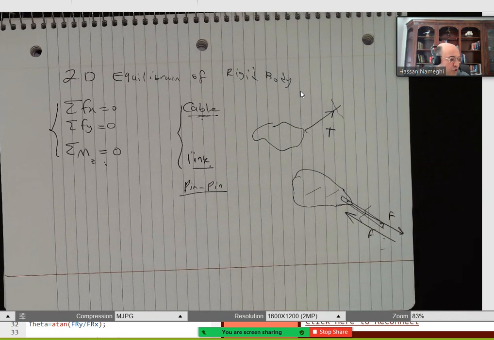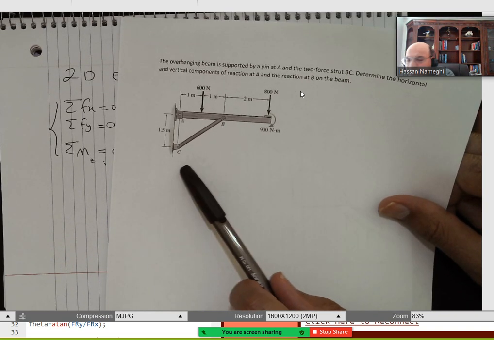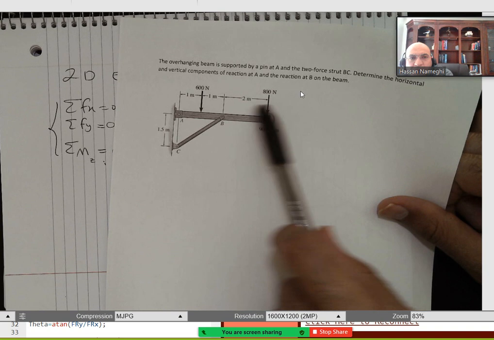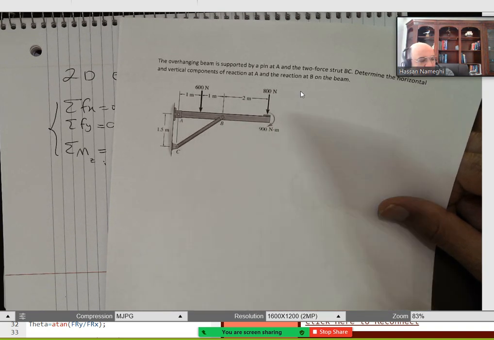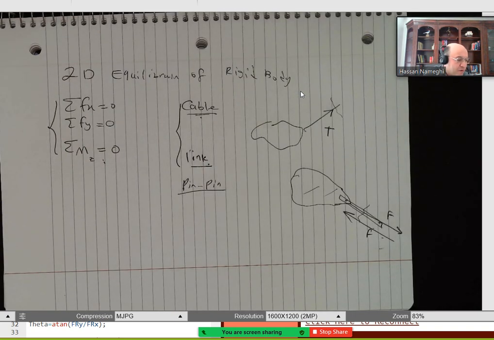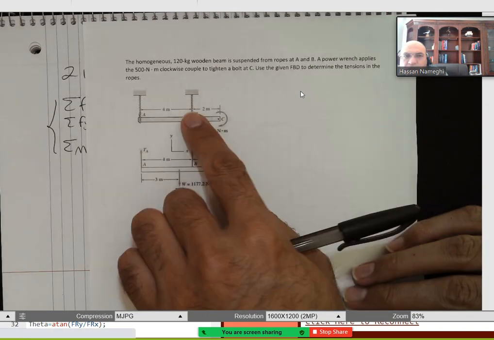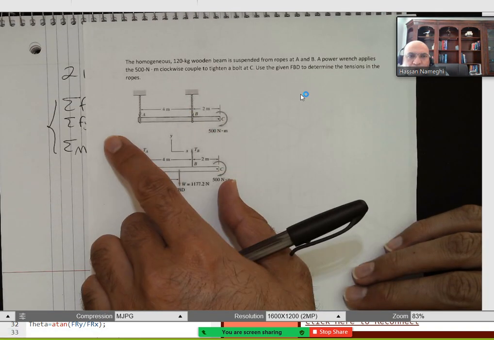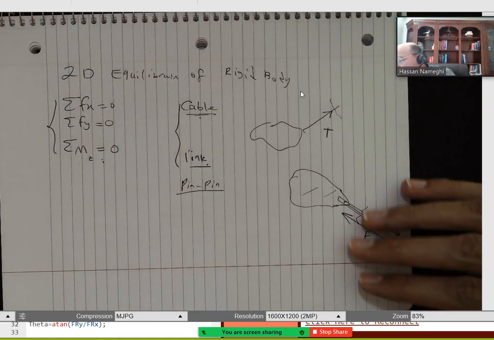I'm going to just show you briefly what I mean with a link. For instance, BC in this example is a link. It's between two pins. It's supporting the beam up there, right? So if you remove this link, you have to replace it with one force. I have another example in my hand, which are cables. If you look at this structure, it is supported by two cables. One cable here and one cable there.